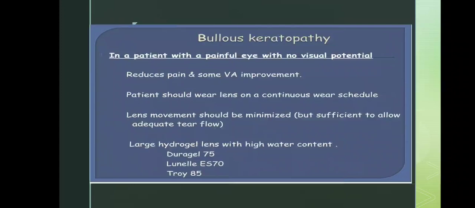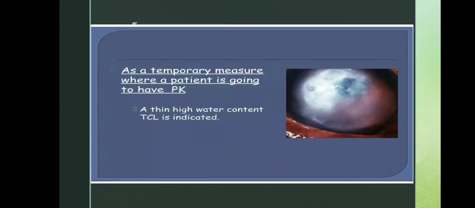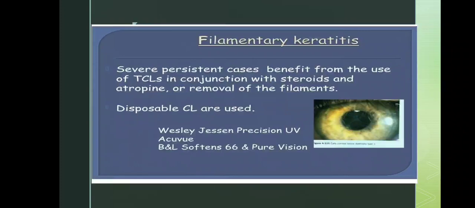The first one is bullous keratopathy. In a patient with a painful eye with no visual potential, it reduces the pain and leads to some visual improvement. The patient should wear the lens on a continuous wear schedule. The lens movement should be minimized but not so much as to prevent adequate tear flow. Large hydrogel lenses with high water content are Duragel 75, Lunelle ES 70, and Tory 85. As a temporary measure where the patient is going to have penetrating keratoplasty, a thin water content therapeutic contact lens is indicated in this condition.